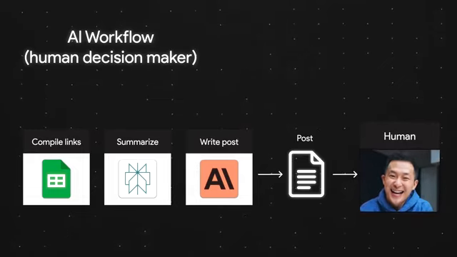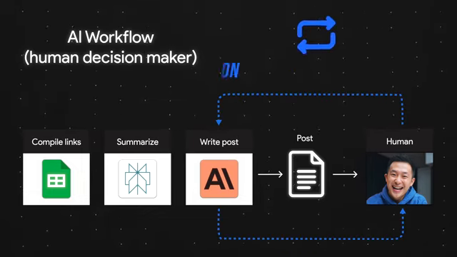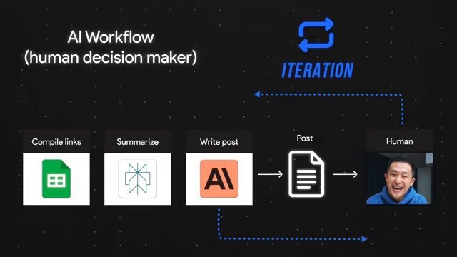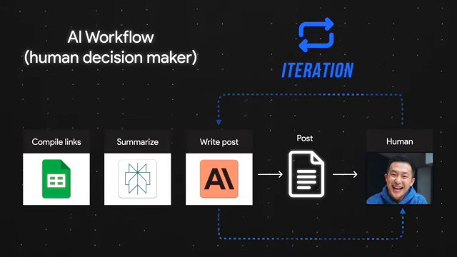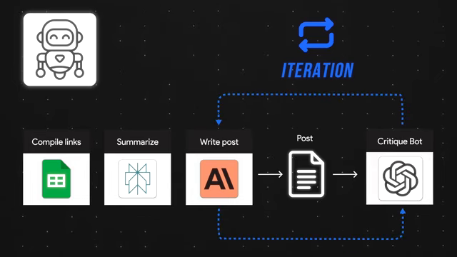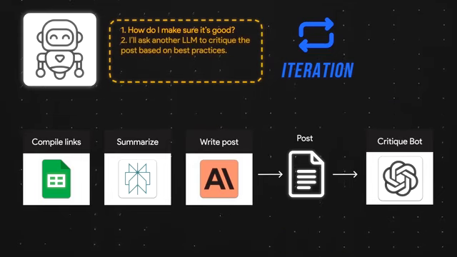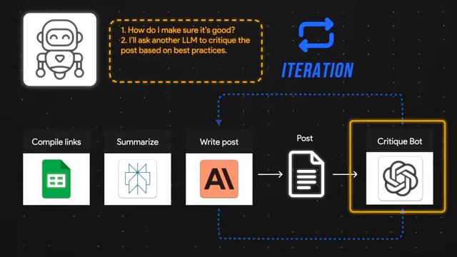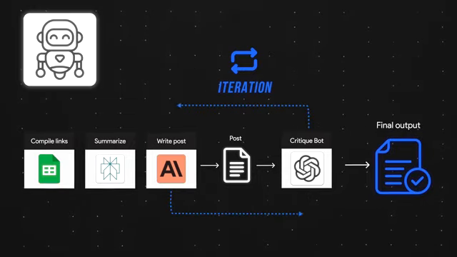A third key trait of AI agents is their ability to iterate. Remember when I had to manually rewrite the prompt to make the LinkedIn post funnier? I, the human, probably need to repeat this iterative process a few times to get something I'm happy with, right? An AI agent will be able to do the same thing autonomously. In our example, the AI agent would autonomously add in another LLM to critique its own output. Okay, I've drafted V1 of a LinkedIn post. How do I make sure it's good? Oh, I know. I'll add another step where an LLM will critique the post based on LinkedIn best practices. And let's repeat this until the best practices criteria are all met. And after a few cycles of that, we have the final output.